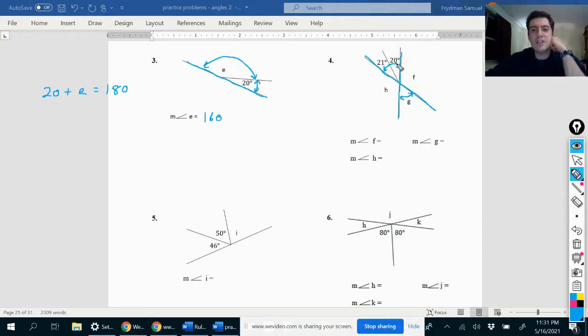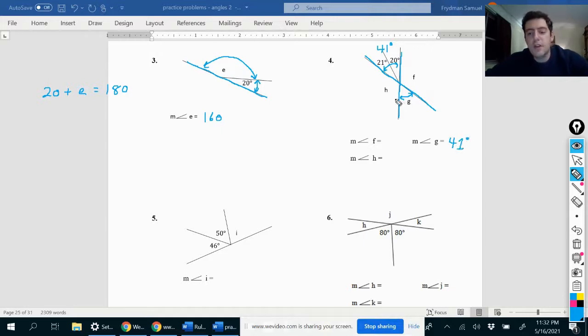Now how large is this angle? Well, that's pretty easy to figure out. We would just add 20 and 21, which is 41. So I know that angle G is vertical to this 41-degree angle, and vertical angles are congruent, they're equal to each other, and therefore angle G must be 41 degrees.